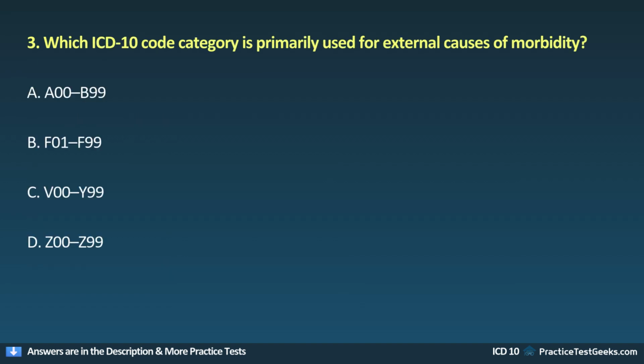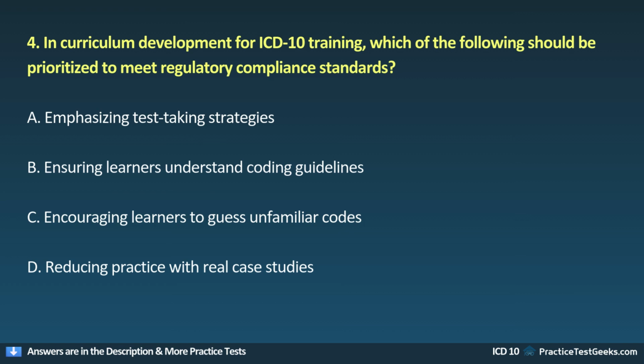3. Which ICD-10 code category is primarily used for external causes of morbidity? A. A00 to B99. B. F01 to F99. C. V00 to Y99. D. Z00 to Z99.